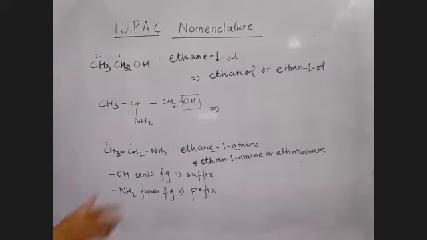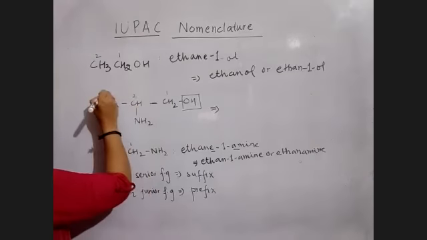From the last, OH should get the minimum number, because OH is senior. Will you agree with this point? The one which is senior will have the lowest numbering. So it will be 1, 2, 3.